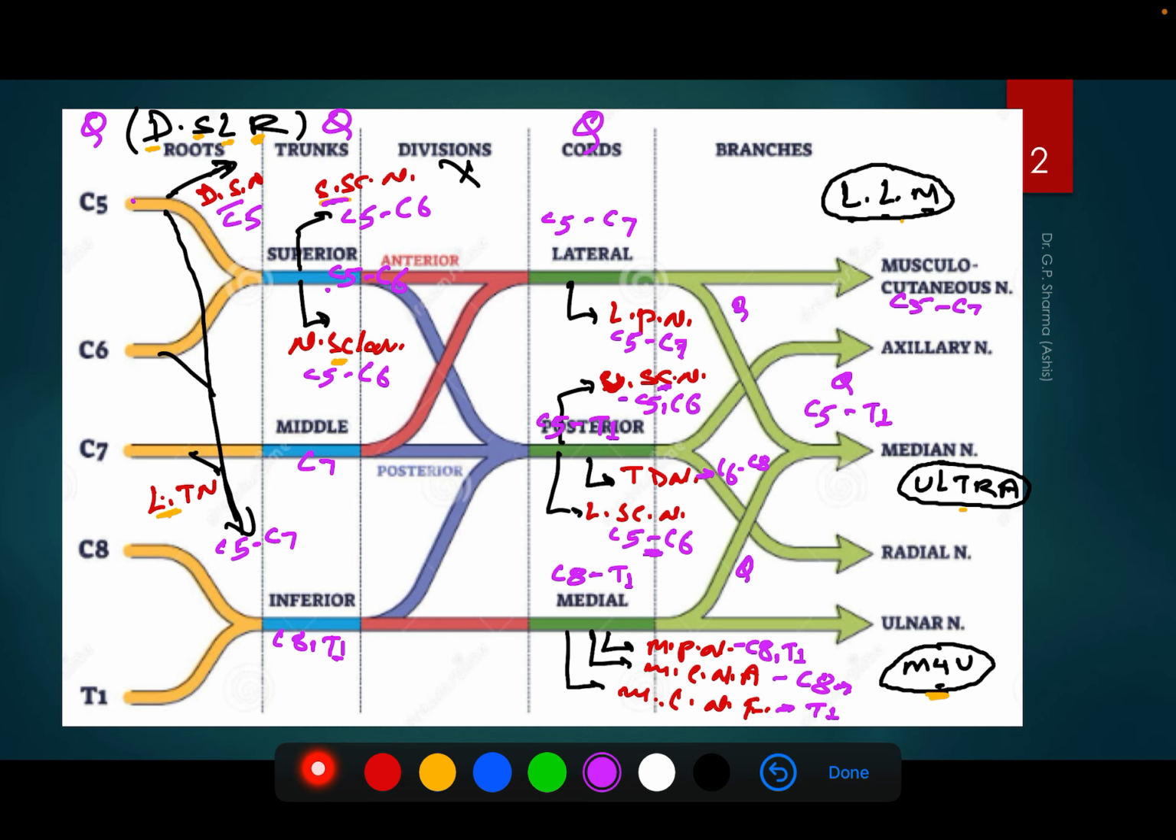Let's go to the radial nerve. The radial nerve is coming like this. So this radial nerve is going through this one, right? If it is going through this one, what are the root values of this one? It contains the root value C5 to T1. So the radial nerve also contains the root values C5 to T1. This is my radial nerve.